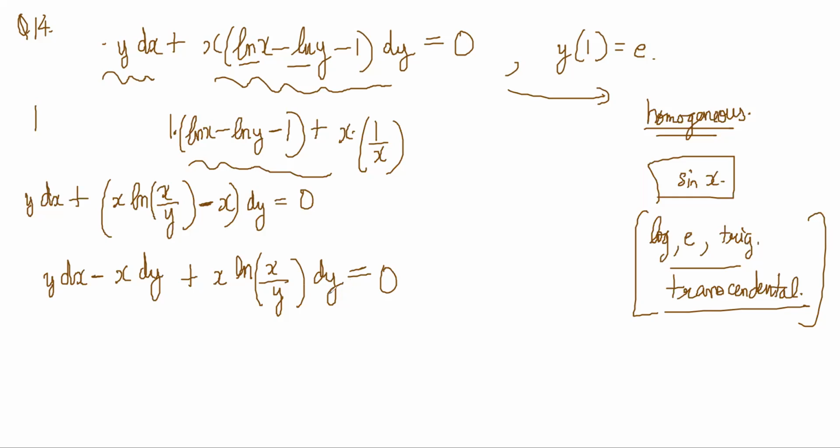Now here, if I think about it, if I divide the whole thing by x squared, I can clearly see that this part becomes d of y by x. Because d of y by x would be quotient rule. Quotient rule should be x by y, I think. First, you differentiate the numerator in the quotient rule. First you differentiate the numerator.